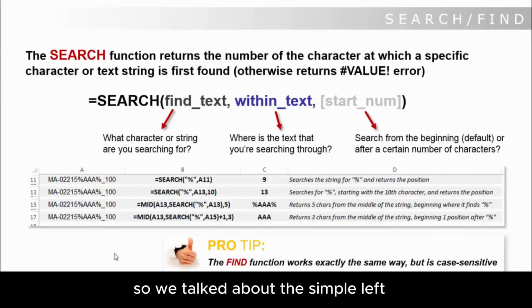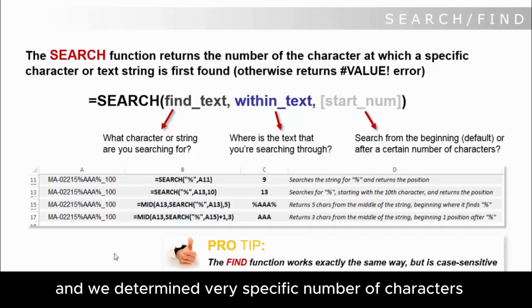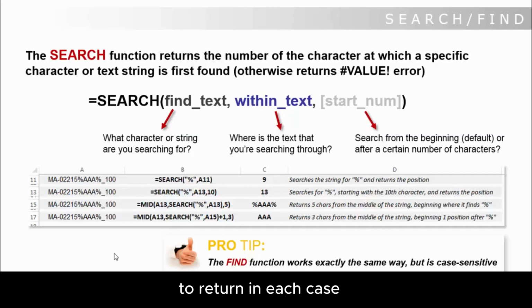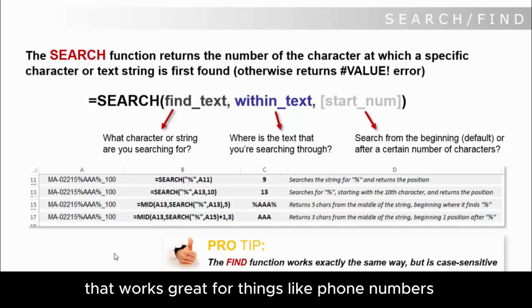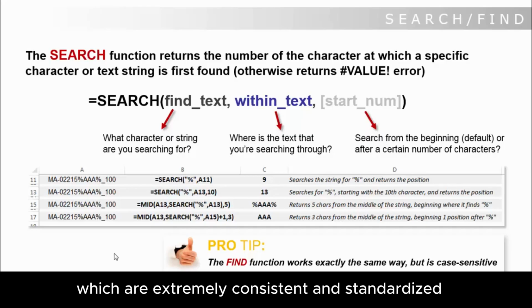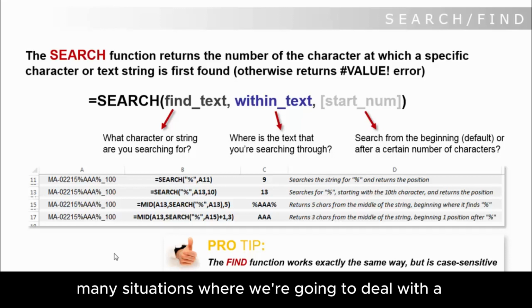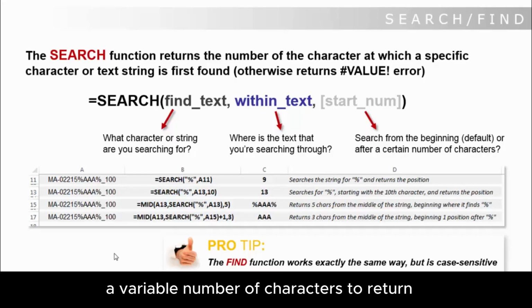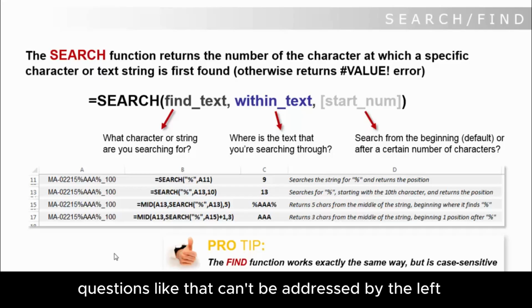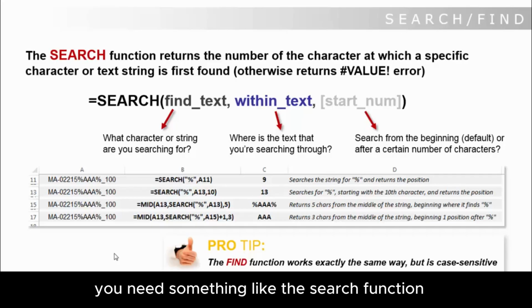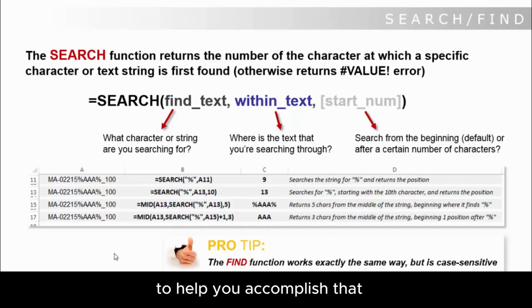Okay, so we talked about the simple left, mid, right functions, and we determined a very specific number of characters to return in each case. That works great for things like phone numbers, which are extremely consistent and standardized. But realistically, there are many situations where we're going to deal with a variable number of characters to return. So, in other words, what if we need the 3 characters after the ampersand sign, or all of the characters preceding the dash? Questions like that can't be addressed by the left, mid, right functions alone. You need something like the search function to help you accomplish that.